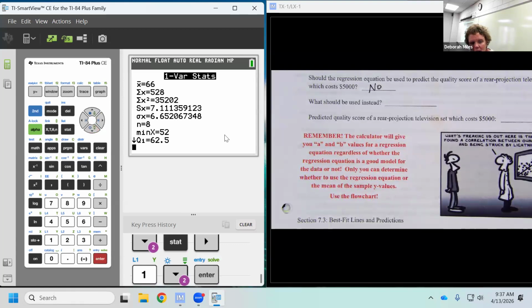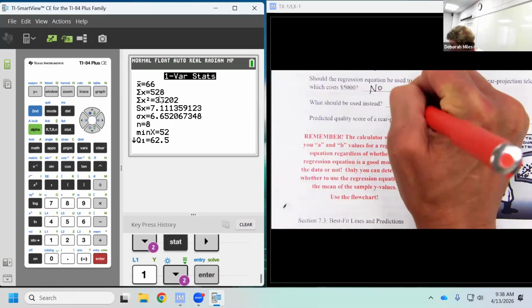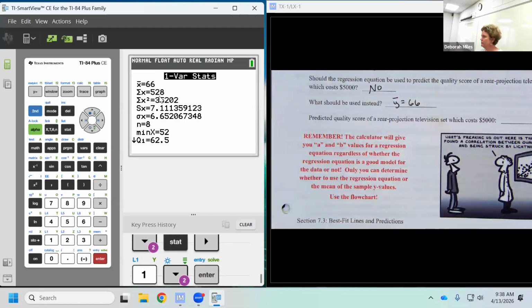And I guess this could be a little bit confusing because it says x bar equals 66, but list 2 is my y's. So that is the mean of my y's. The mean of my y's is 66.